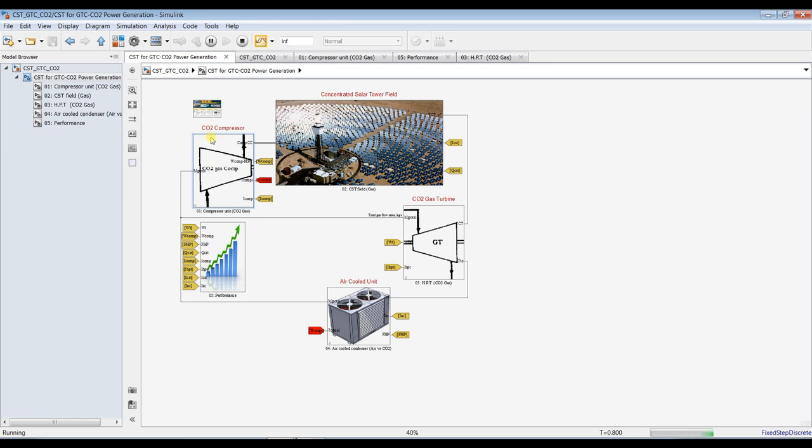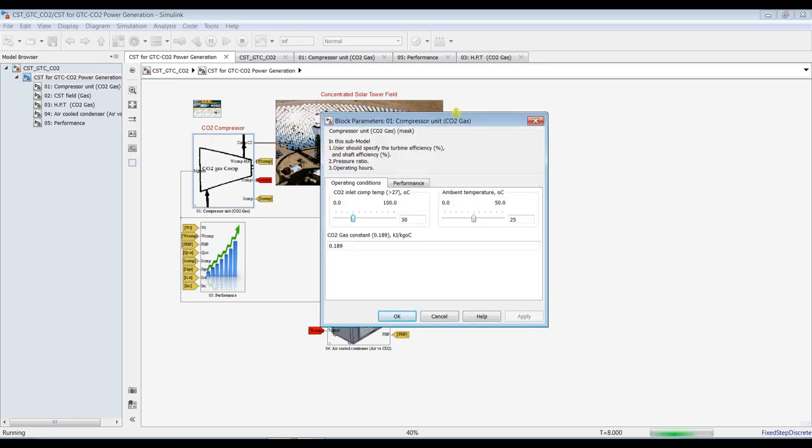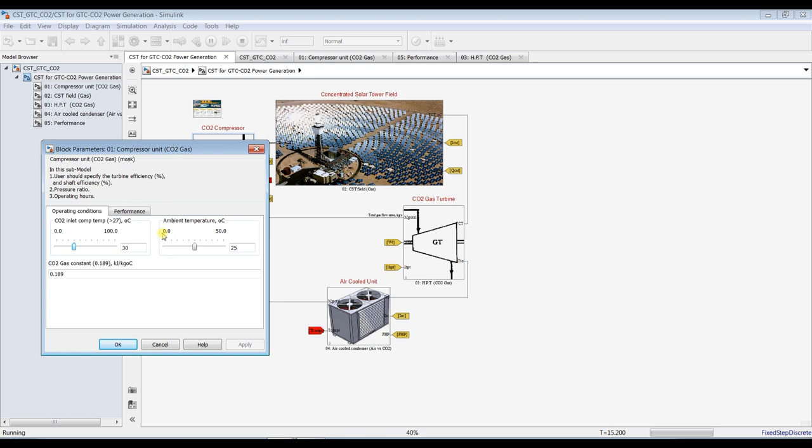Okay, so our cycle is under operation. Now I have to change the inlet temperature. Suppose it's 35. And for performance, let's go for decreasing the performance of the compressor and the mechanical efficiency. I am decreasing them, and I would like to increase the pressure ratio up to 4, or let it be 6.